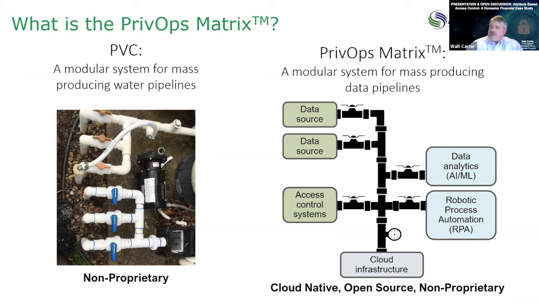And if you look over to the picture on the right-hand side, he says, I've got to add in some data analytics. I've got to look at my cloud infrastructure. Maybe there's some RPA stuff going on. So the goal here is to be cloud native, open source, and non-proprietary. And those were all really good words in my mind. It may not be with you, but with me, they were resonating.